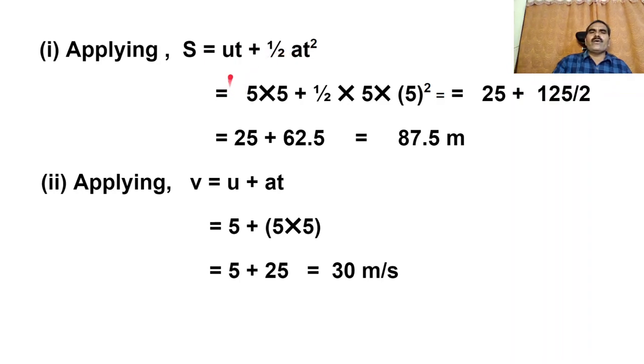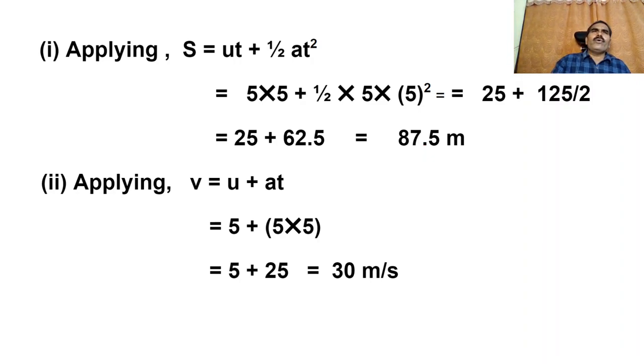So s is equal to, what is u? Initial velocity 5, t is time, plus half into a, which is also given, 5 meters per second square, into t square. T is also given, 5 seconds. So 5 into 5 is 25. 5 square means 25, 25 into 5, 125 by 2. By simplifying this, 25 plus 62.5 is equal to 87.5 meters.